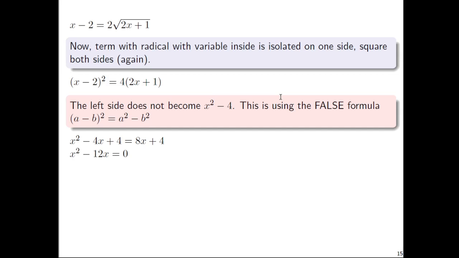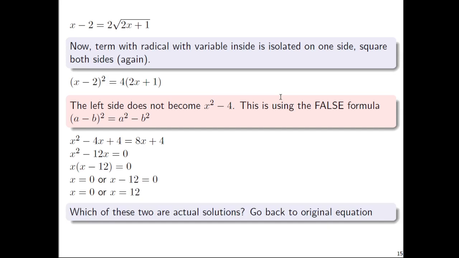Let's get all terms on one side. X squared minus 12x equals 0. There's no constant term, which makes it really easy to factor, right? So you factor out an x. You have x times the quantity x minus 12 equals 0. Apply the zero product property. Add 12 to both sides of the second equation. So we end up with x equals 0 or x equals 12.